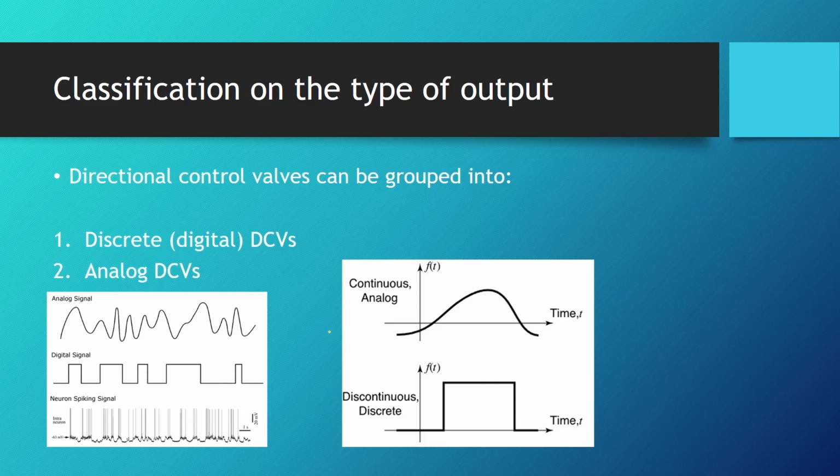We can also classify directional control valves by the type of signal they output. When we say signal, we mean the signal of fluid flow. We can group them into discrete or digital DCVs and analog DCVs. Discrete signals of flow are either flow is on or flow is off. There are no in-between positions. Analog directional control valves don't only regulate the direction of the flow, but they can also regulate the quantity of the fluid flow, making them analog, so to say.